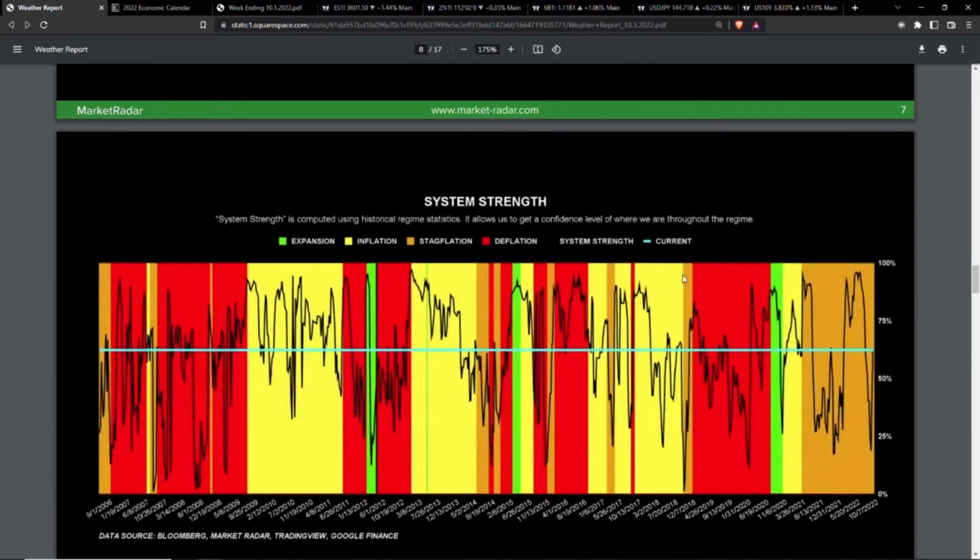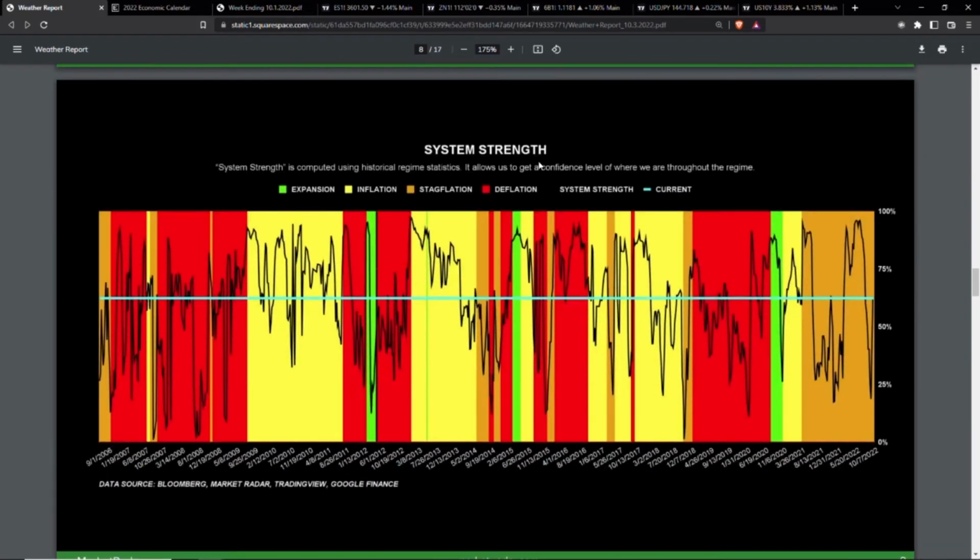So on slide 8, we have system strength. This is important because it gives us an idea of how strong the current system rating is. As you can see in the past, this goes all the way back to 2006. We are off the lows now from the mid to low 20s, and now we're back above 50. So a big bounce in system regime strength, indicating that stagflation remains here to stay at the current point in time.